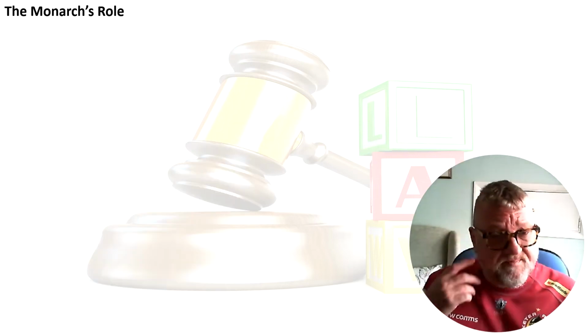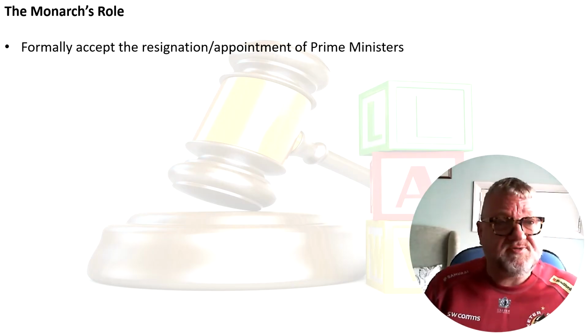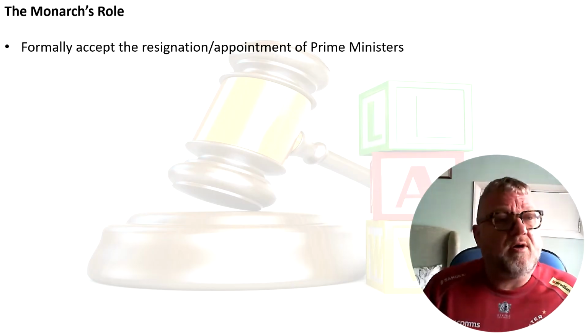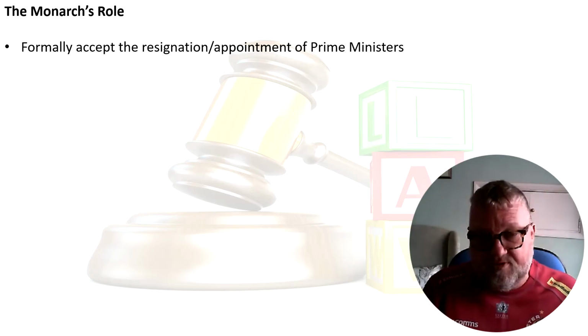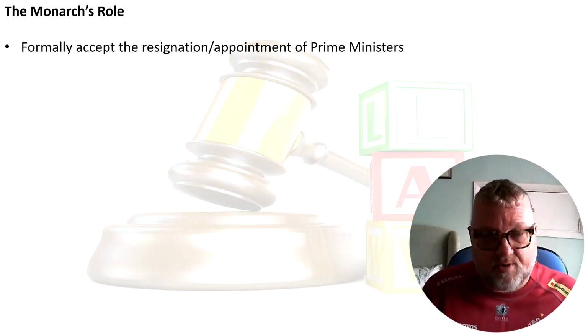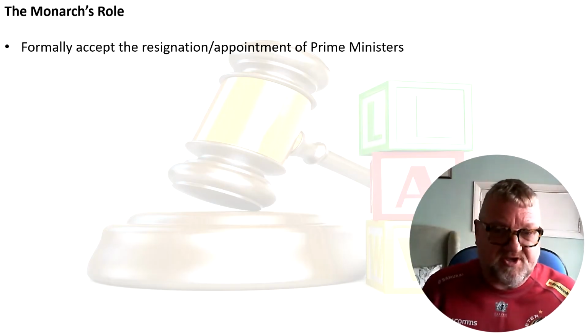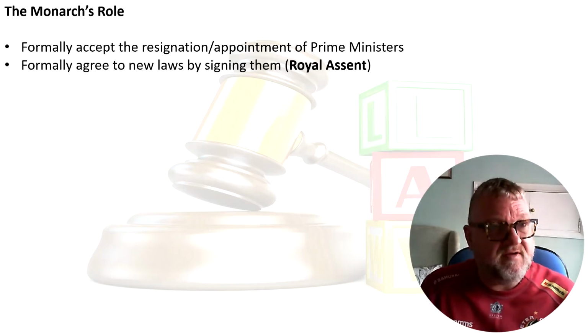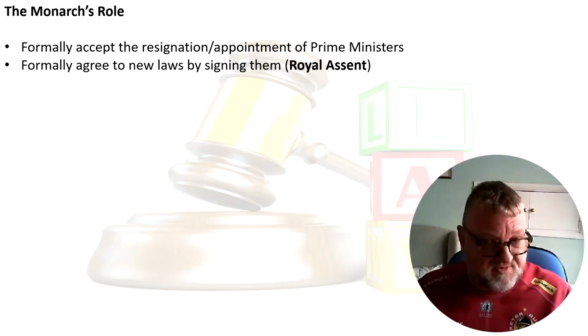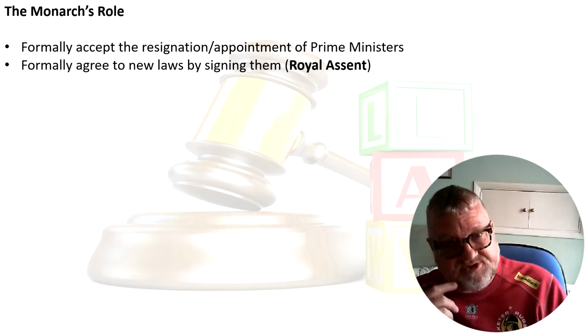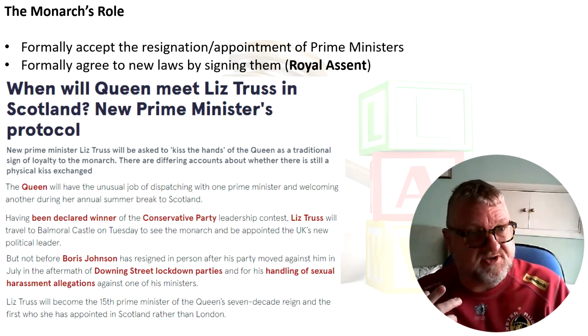And finally we get to the King, and his role is basically just a formal role. He accepts the resignation of the Prime Minister and appoints a Prime Minister. He can't refuse it, he just has to do it. He formally agrees new laws by signing them. This is called royal assent. So a law doesn't become a law until the King has signed it. He can't refuse to do so.